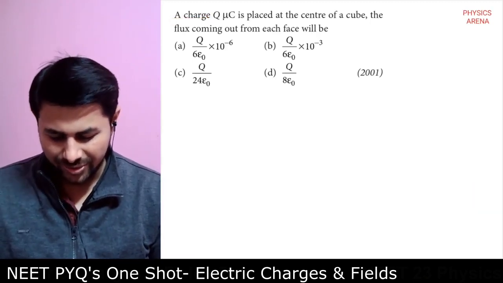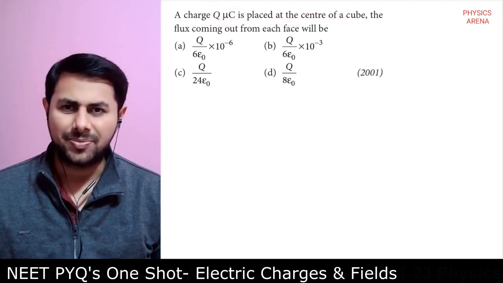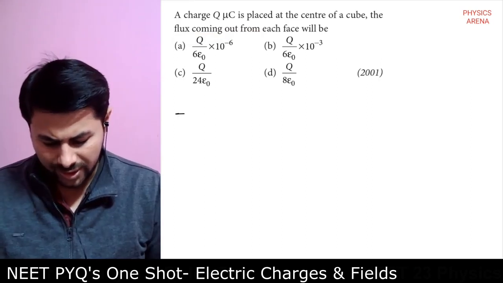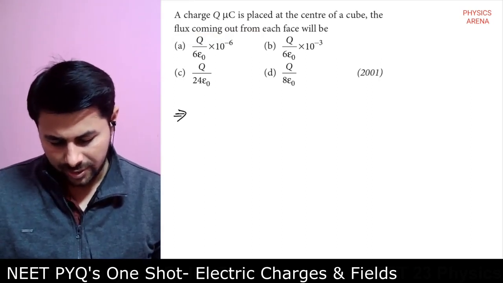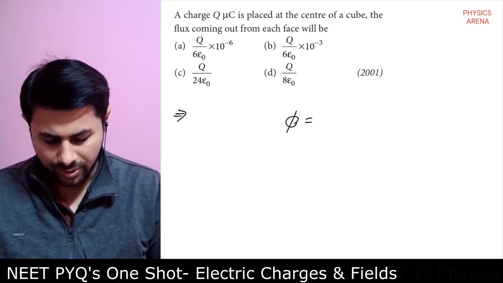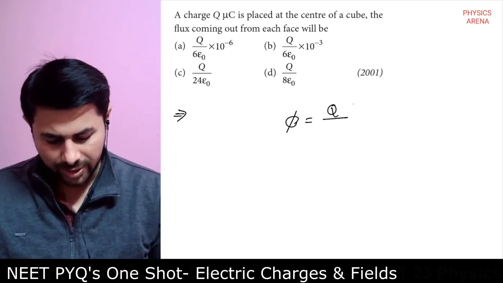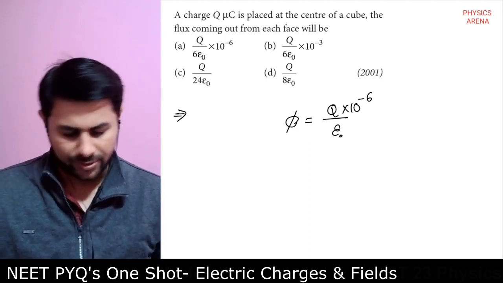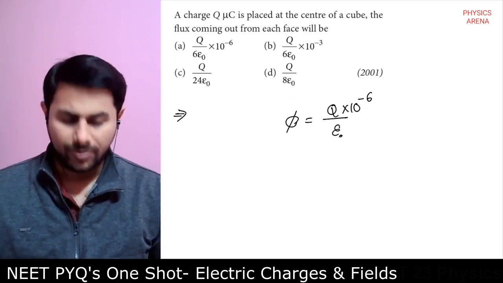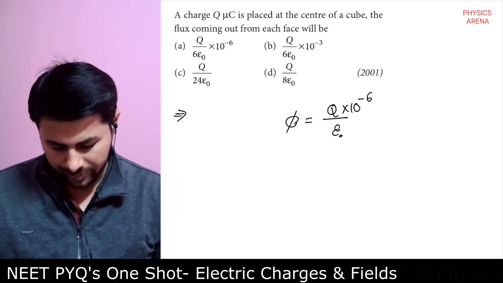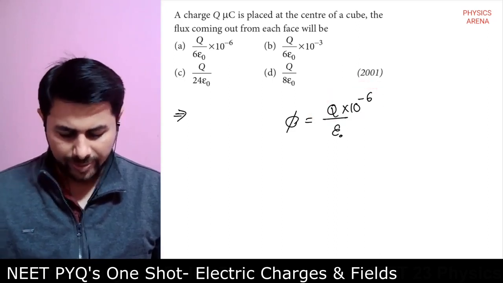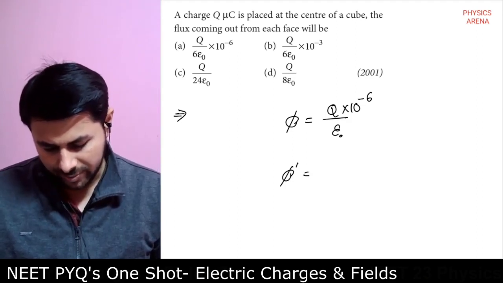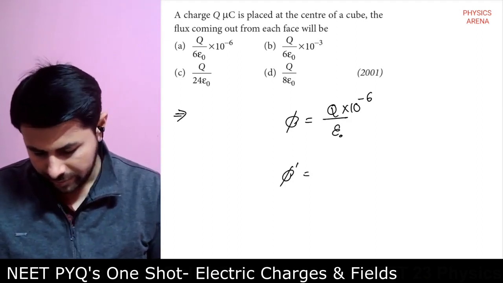A charge Q microcoulomb is placed at the center of a cube. The flux coming out from each face will be. So again, this is also a simple question. So flux through the cube is Q divided by, it is Q microcoulomb. So it is Q multiplied by 10 raised to minus 6, divided by epsilon naught. Okay, charge in terms of coulombs is Q multiplied by 10 raised to minus 6. So phi dash will be what? This divided by 6. So it is option A, right?